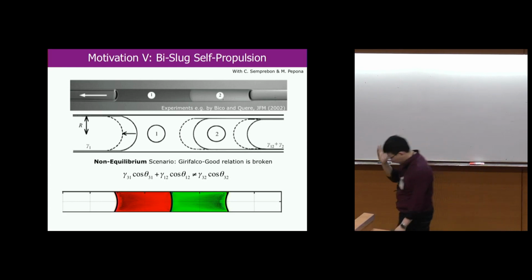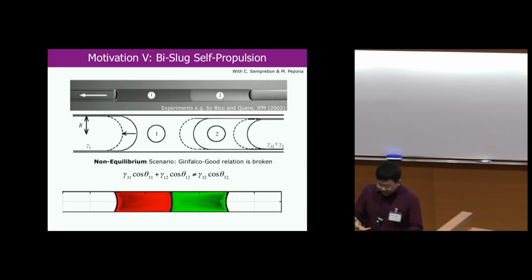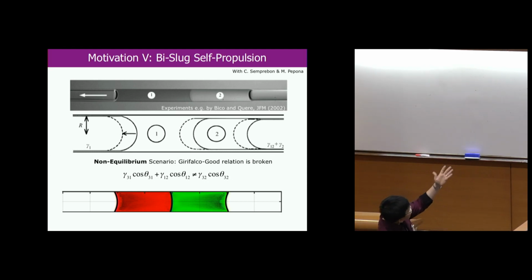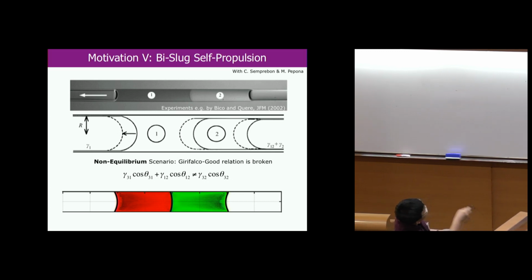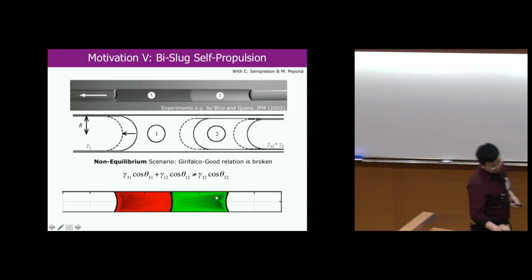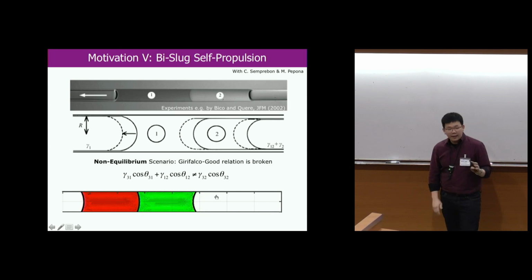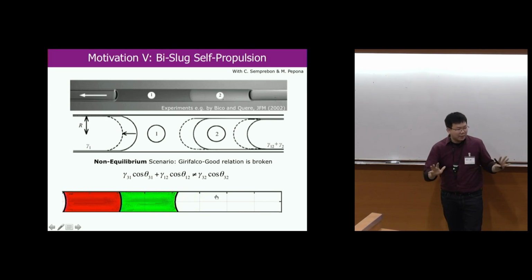If you're a surface science person, there is a relation called the Good-Girifalco relation. That is the case where the Good-Girifalco relation is broken. So the three contact angles are not independent in a typical system, but if you have some funny system where this is broken, you can get self-propulsion. Okay, this is what happens, for example. You actually get self-propulsion. So those are different examples that we can do.